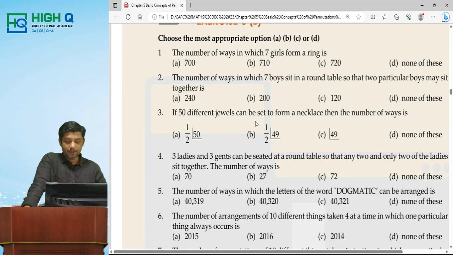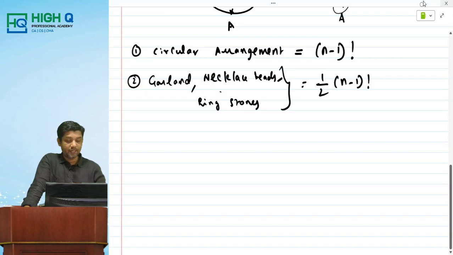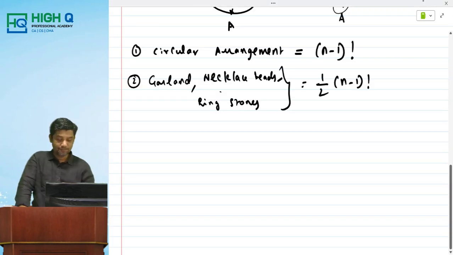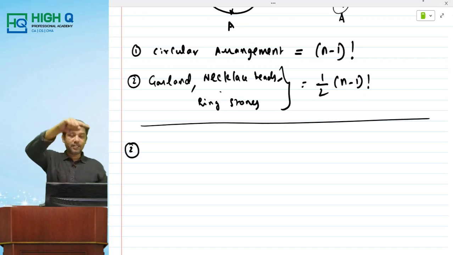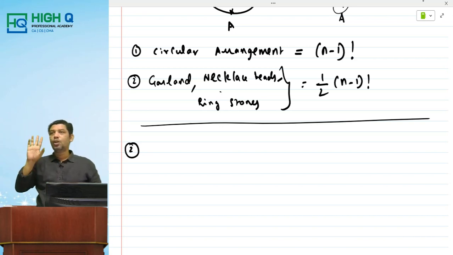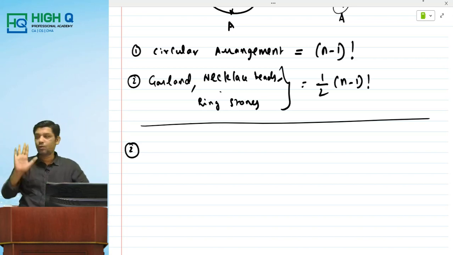Next. The number of ways in which 7 boys sit at a round table so that 2 particular boys may sit together. Guys, listen here. We need to arrange 7 boys at a round table, and 2 particular boys sit together. That is the question. Am I right, my dear?